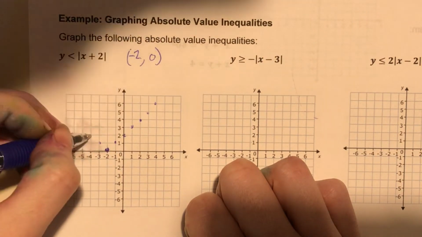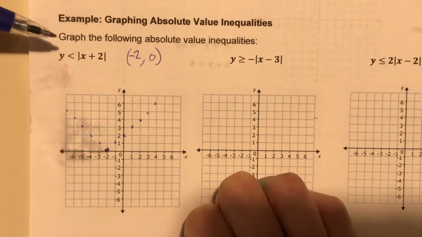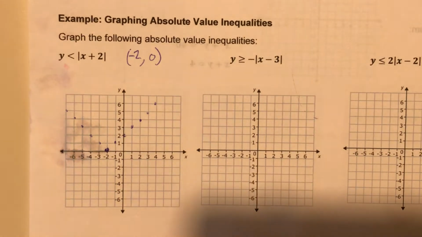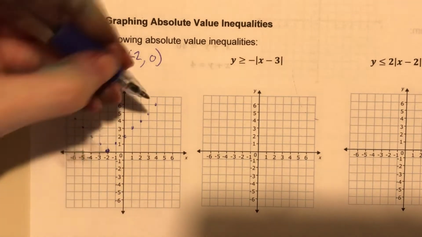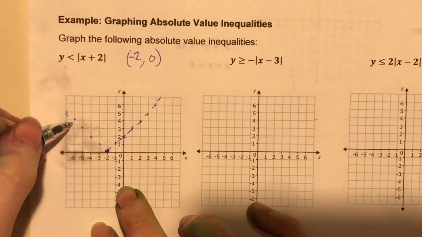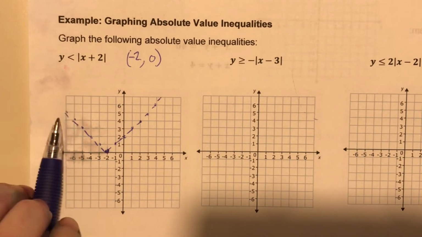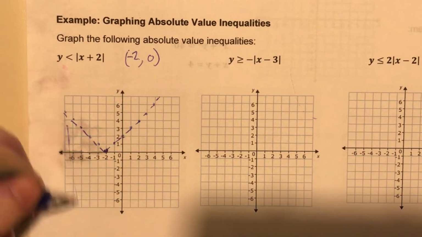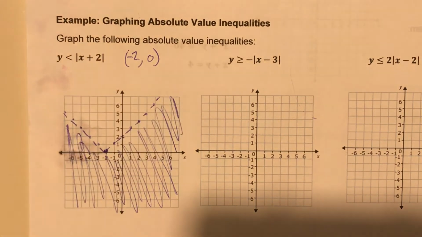So we've got some dotted lines, and we have to decide whether we're going to connect these with a dotted or a solid line. And when we look at it, we can see that we've got the less than symbol, so we know we've got to use a dotted line because there's no or equals to. So we make this dotted line, and it says y is less than, so we're going to shade below the line. So shading below this line means we're going to shade this whole area because all of our solutions are in that area. And that's really all we're doing today.